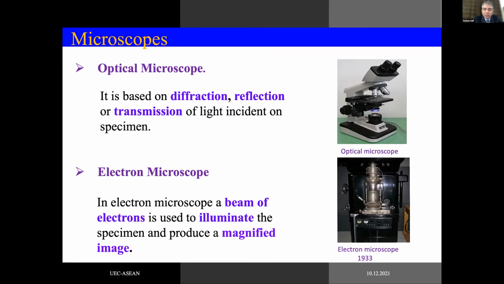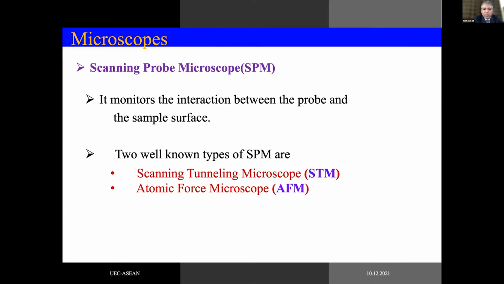image. And the third one is the scanning probe microscope, which is based on the interaction of a probe with the sample surface. The scanning tunneling microscope and the atomic force microscope are popular examples of scanning probe microscopes. So optical microscopes are based on seeing an object, the electron microscope is based on developing the image of a specimen, and the scanning probe microscope is based on sensing the surface.